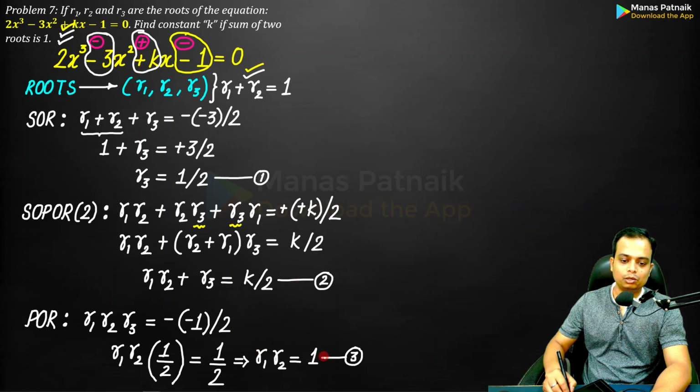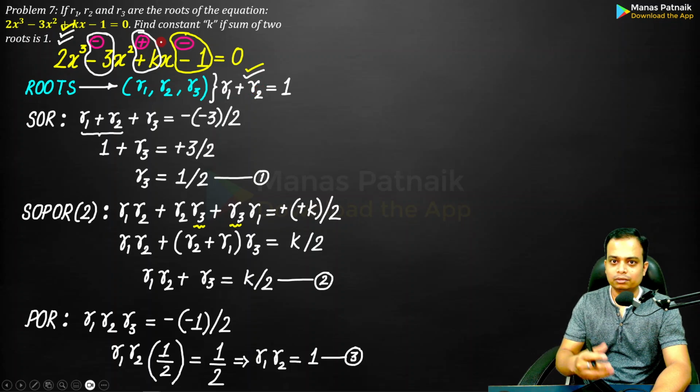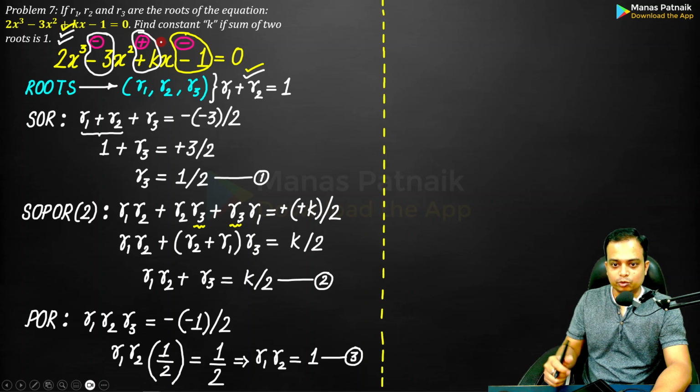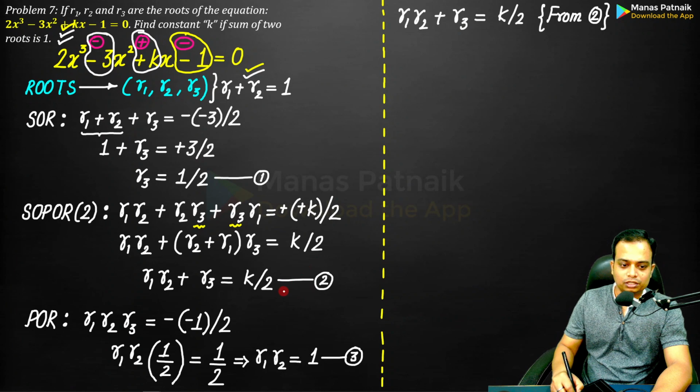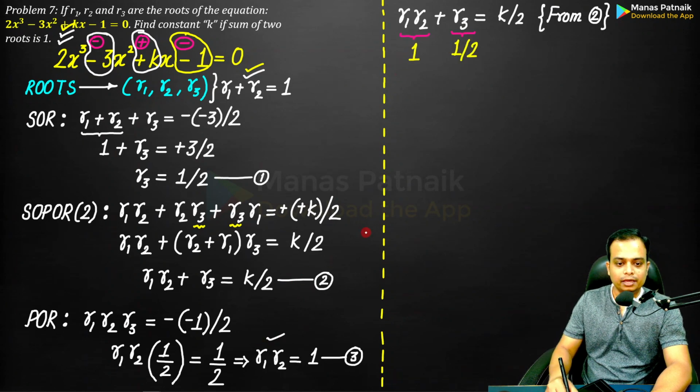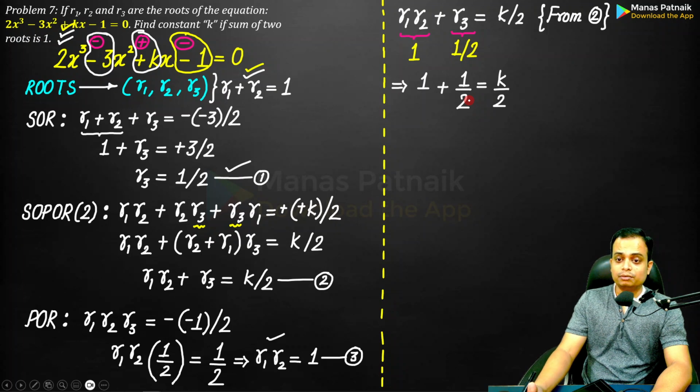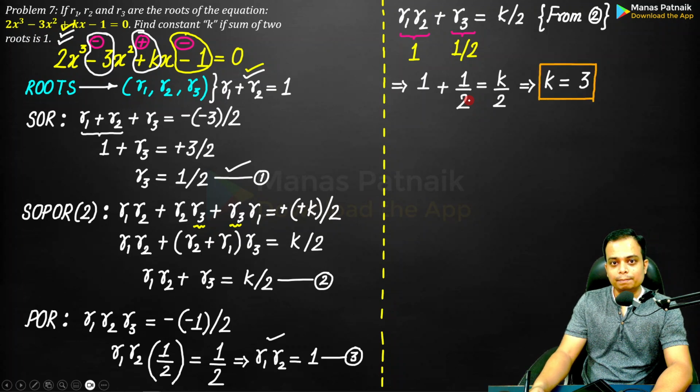You have got 1, 2, 3 and one more, 4 equations. Okay. And there are 4 unknowns. R1, R2, R3 and K. So that is sufficient. Let me make some more space. And now let us start with equation number 2. If you watch, R1, R2 is already known to us. It's equal to 1. Let me write it over here. Similarly, R3 is also known to us from equation 1. It is 1 by 2. Let me plug in the values. And now you can simply solve for K. K will be equal to 3.